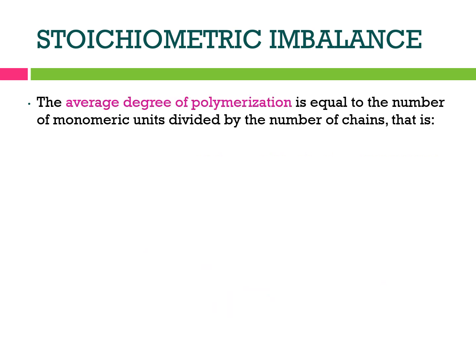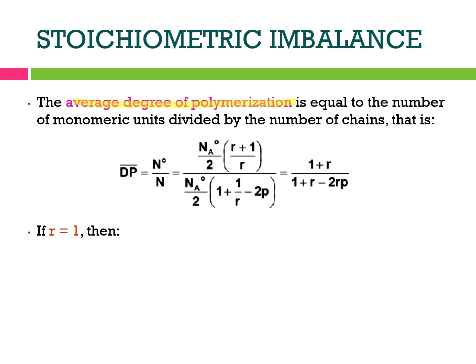Lastly, to write the expression for degree of polymerization with stoichiometric imbalance R, we can say that if the stoichiometric imbalance is equal to 1, then the degree of polymerization is equal to 1 over 1 minus P. This is the basic formula of degree of polymerization.